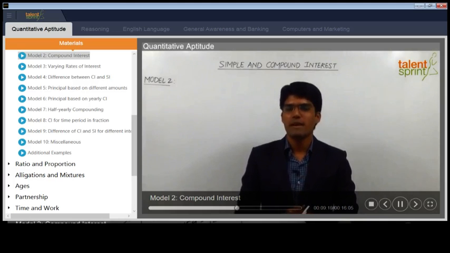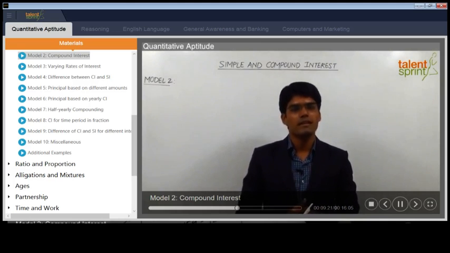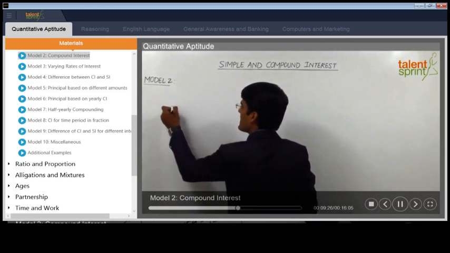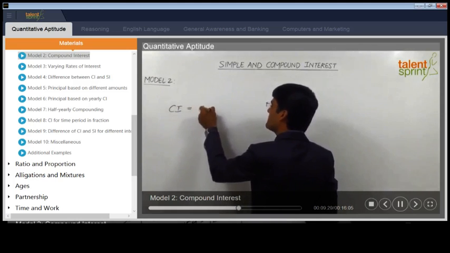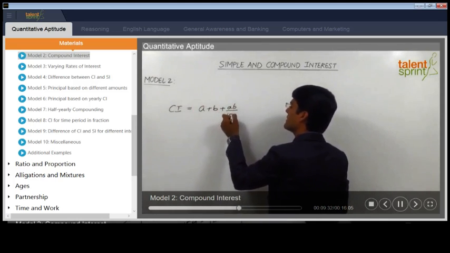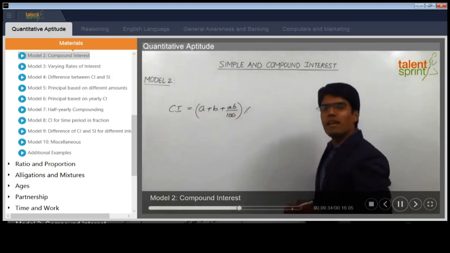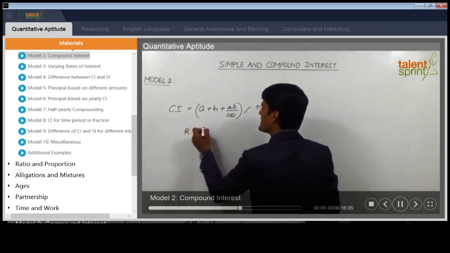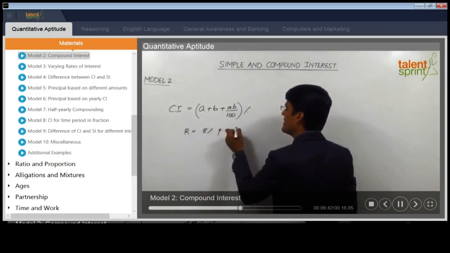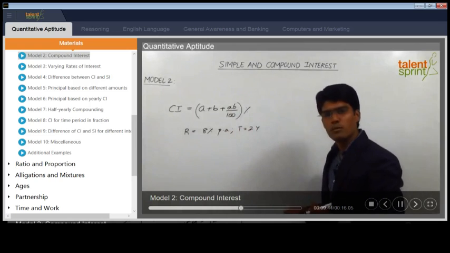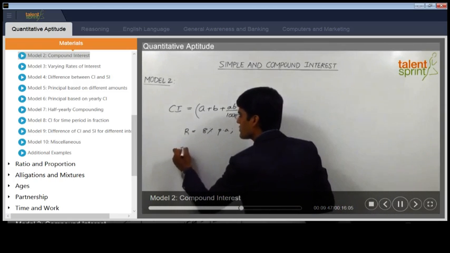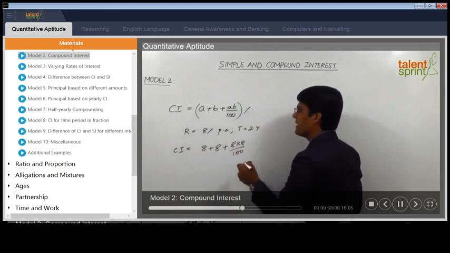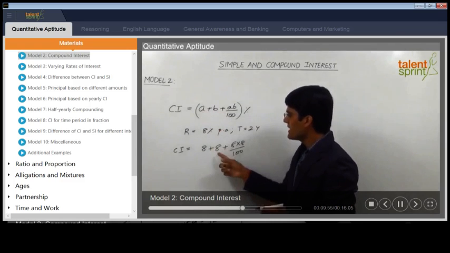Before we take up some more examples, let us quickly revise how to calculate compound interest with the help of percentages. As we have discussed in the previous example, compound interest can always be taken as A plus B plus AB by 100%, where A and B is nothing but the rate of interest. For example, let's say that the rate of interest is 8% per annum and the time period is 2 years. So instead of going by the formula, we can simply say that the total compound interest is going to be 8 plus 8 plus 8 into 8 by 100, where A is nothing but 8, B also is 8, and A into B by 100.